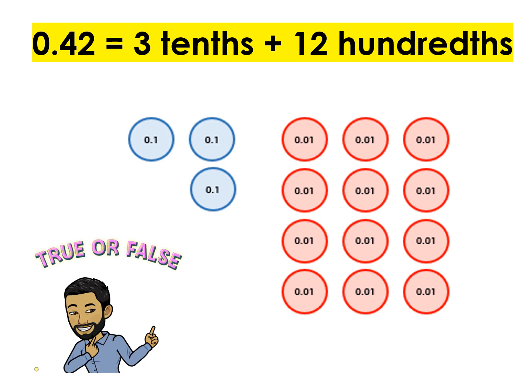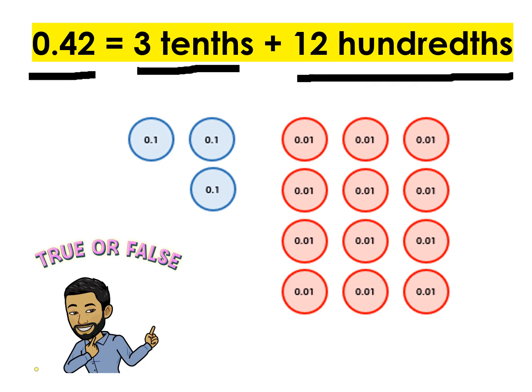Okay, so 0.42 equals 3 tenths and 12 hundredths. So what we're saying there is, if you added 3 tenths and 12 hundredths together, would you get the answer of 0.42? So again, pause the video, have a think about it, do some working out if you need to, and think about whether or not that is true or false.